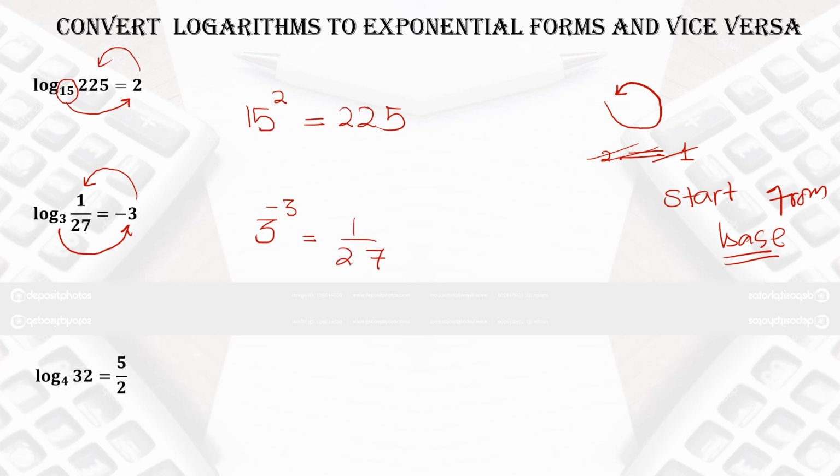So this is the play of only 3 digits. Okay, next here you will start from the base, raised to the power, which is the number on the other side of the equal sign. So you will say 4 raised to the power 5 over 2 equals 32.